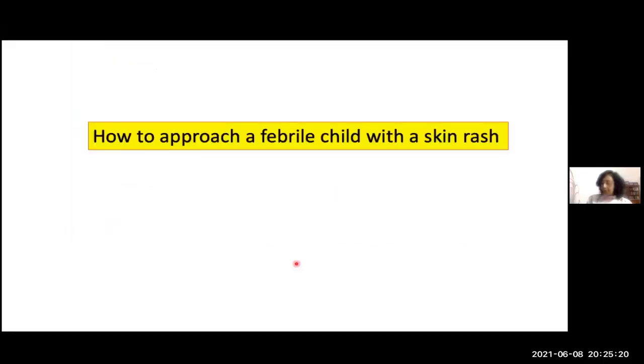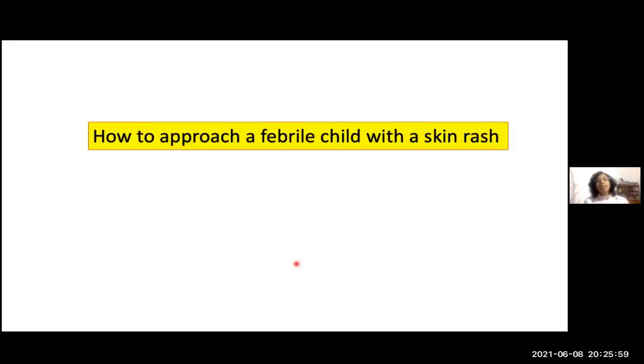Okay, right. So now we are going to discuss another very common acute febrile illness or acute infection in children that you see. That is a child presenting with fever and a skin rash. A skin rash, again, in a febrile child may actually point towards the diagnosis itself because certain infections have characteristic skin rashes. So it's important to be familiar with this.